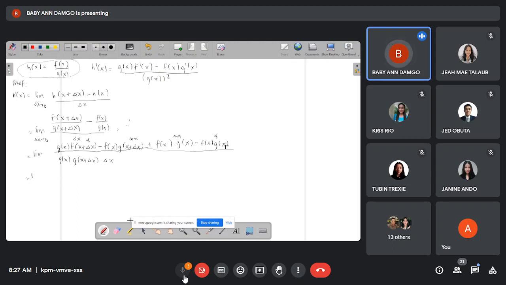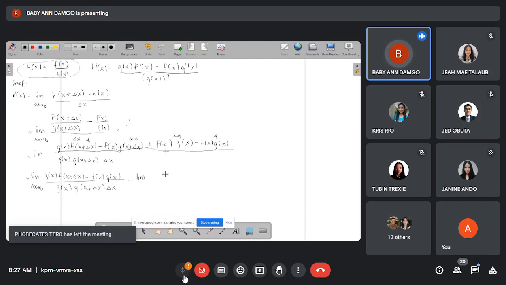So, combining this, this is equal to g of x times f of x plus the change of x, minus f of x times g of x, all over g of x times g of x plus the change of x, times the change of x, as the change of x approaches 0, so the limit.